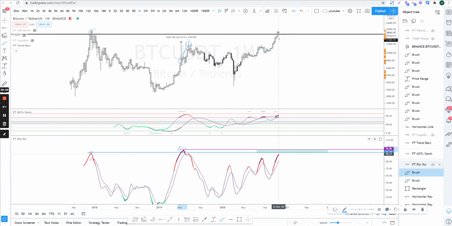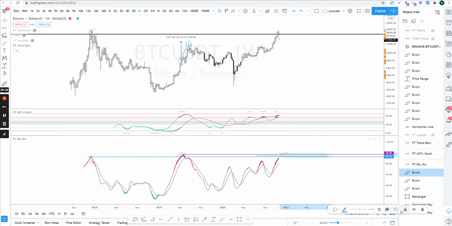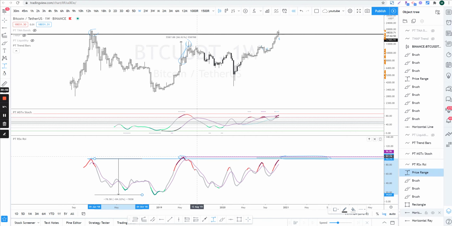So if you happen to see this beautiful RSX get anywhere in between this box, you know that we are approaching a macro top. Not a micro top, not a 10% dump. I'm talking about a macro top, multi-month top. This went down to 82%, 84%. This went down to 70%.